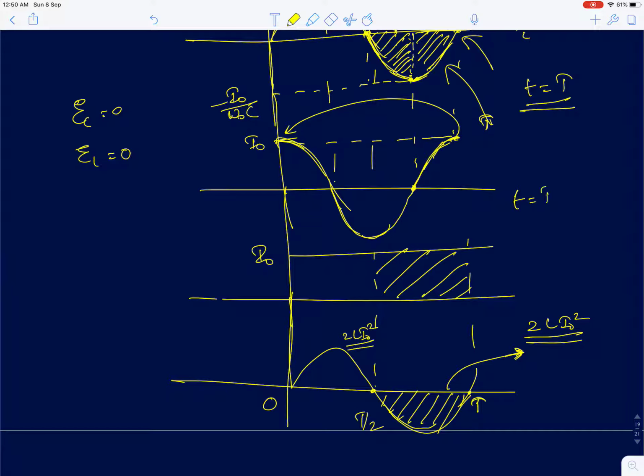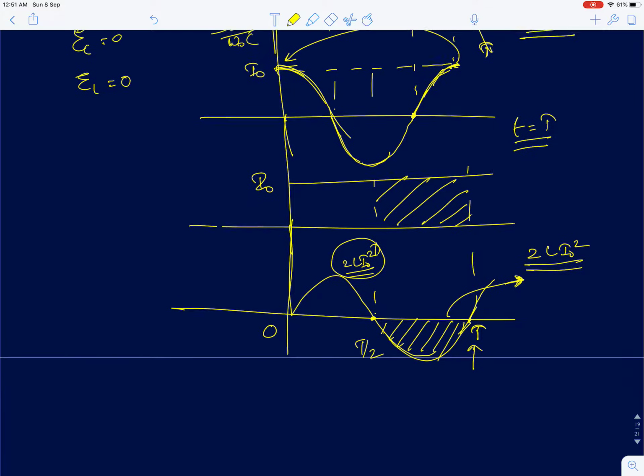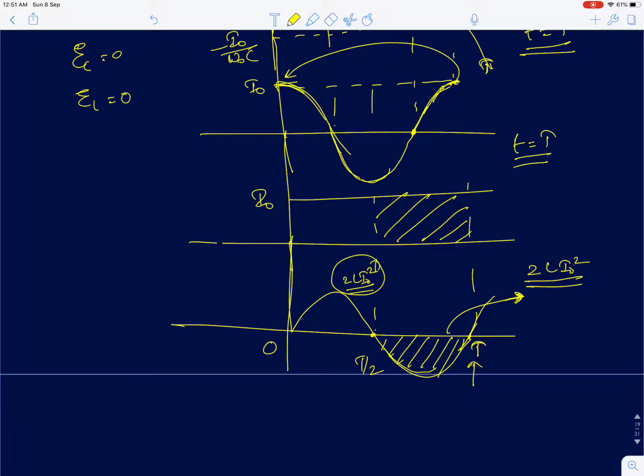I've done it for 0 to T, and the same process repeats. At t equal to capital T, after one cycle, both the inductor and capacitor energies become 0. Whatever energy it has gained till T by 2, that was 2L I naught square, is completely lost at t equal to capital T. After that, the capacitor and inductor will again start building energy, and again they will lose energy in the next half cycle, and so on. So that's the way this circuit will progress forever.